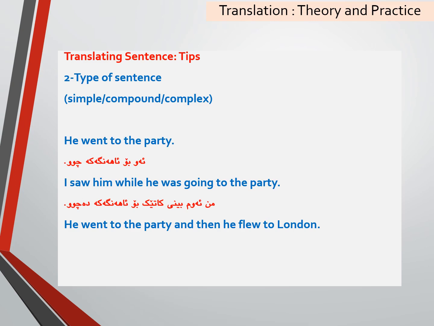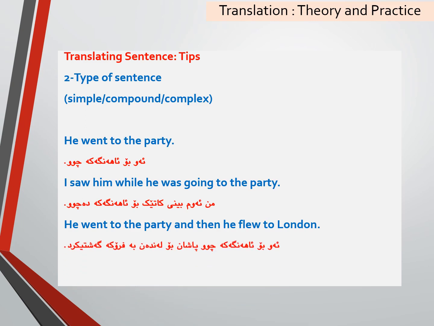And there is another option here: in compound sentences you have a full sentence and a partial sentence, so you can move the partial sentence even to the beginning of the sentence. That's why we say it is important to know what type of sentence it is. Say کاتێک بۆ ئاهەنگەکە دەچوو من ئەوم بینی. It makes no difference because it is a compound sentence.